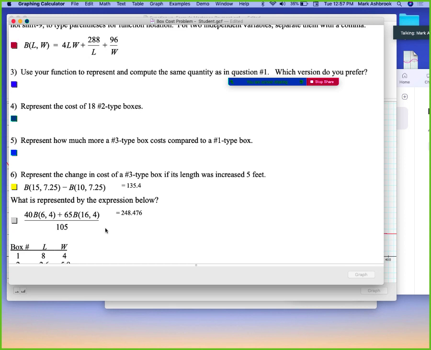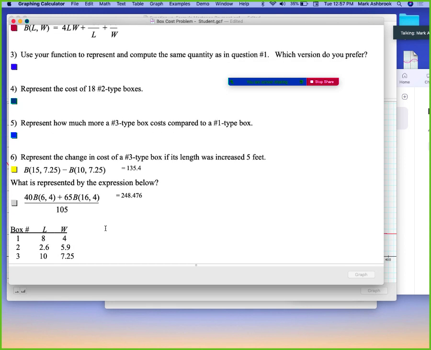So now I came up with a new question here. What is represented by this expression? I want you to talk with your pairs. 40 times B of 6.4 plus 65 times B of 16.4. Oh, sorry, that should have been 8.4. There we go. So 40 B of 8.4 plus 65 B of 16.4, over 105. What does the number 256 mean? What does that mean? Guys, talk about that.